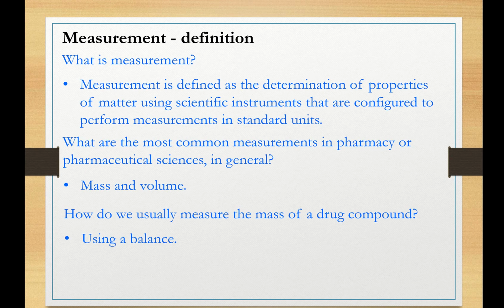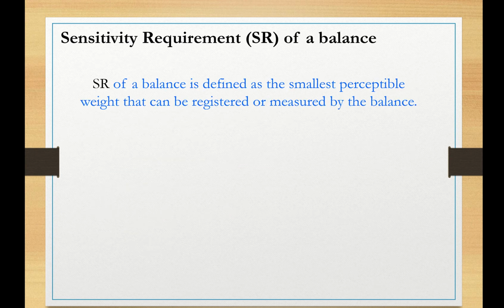Now, the most commonly used property of drugs or excipients is the mass, and we usually measure the mass on a prescription balance, an analytical balance, or a scale. Now, we need to briefly define the sensitivity requirement of a balance if we are to understand the concepts of accuracy and precision. So the SR of a balance is defined as the smallest perceptible weight that can be measured by the balance. Anything less than that will not be sensed by the balance.